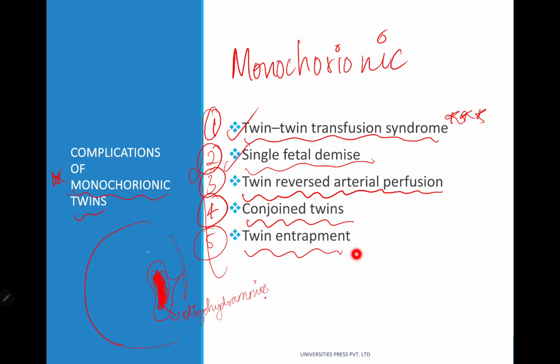And in the case of the other sac, say this is the next sac and this is the next twin, this twin has so much fluid, right? So this is polyhydramnios.